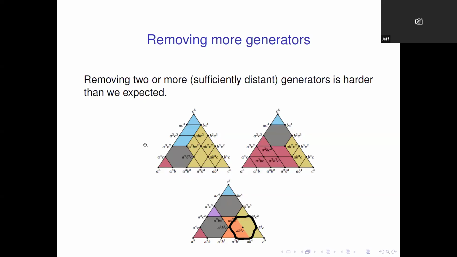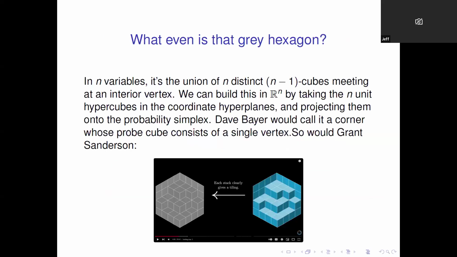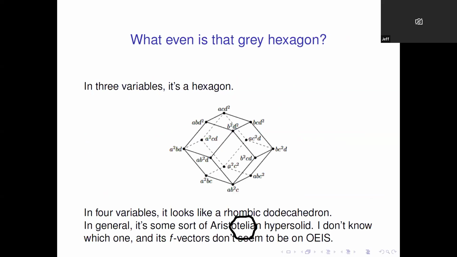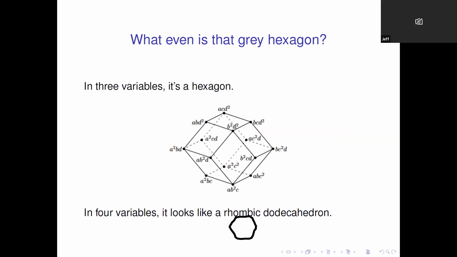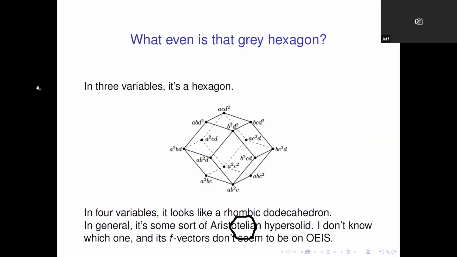So in general, oh, that's interesting. Let me say something about what the gray hexagon is. So in three variables, we saw a hexagon. In four variables, it's this thing, which, if I read the table of Archimedean solids correctly, is called a rhombic dodecahedron. In more variables, it is complicated. I've not encountered lists of such hypersolids, so I don't know if there are names, but when I typed the f-vectors into OEIS, nothing came up.